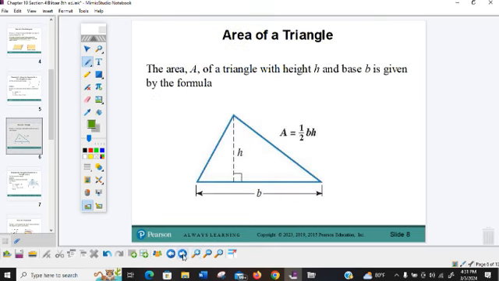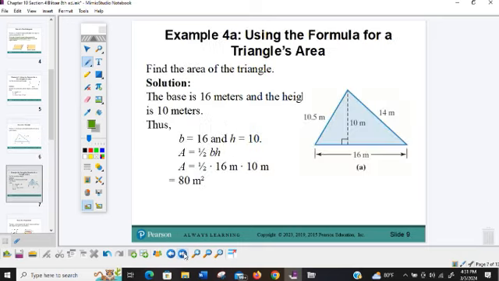Let's look at another one. Let's look at a triangle. Triangle is 1/2 the base times the height. Now the height is perpendicular again, just like the parallelogram, okay? Base is the bottom, so let's look at this one. Find the area of this triangle, okay?